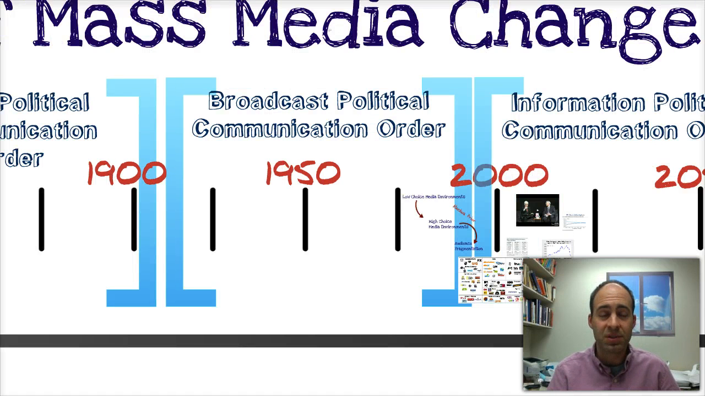Next, the broadcast political communication order really displaced that mass political communication order with the advent of radio and later television, and during all of these broadcast formats, you have much more immediate and much more personal interaction between the creator of the content and the viewers. It's a much more personal relationship that people felt when they listened to FDR on the radio, when they watched John F. Kennedy on TV, than anything that they could get just reading through the newspaper previously.